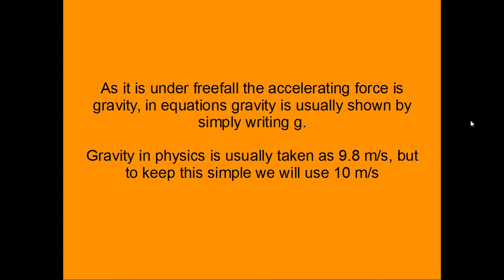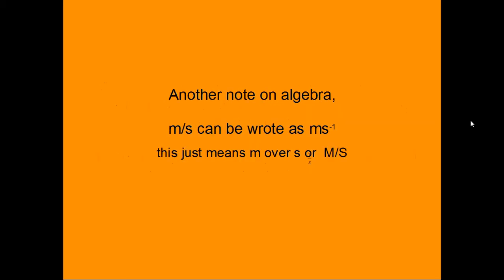As is under free fall, the accelerating force is gravity. In equations, gravity is usually shown by simply writing g. Gravity in physics is usually taken to be 9.8 meters per second, but to keep it simple, we will use 10. Now, note in algebra, meters per second with a slash in between can be written as ms to the -1. It usually is in A level physics and maths. They usually prefer the ms to the -1, so just a quick tip.